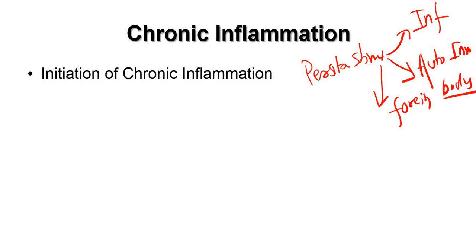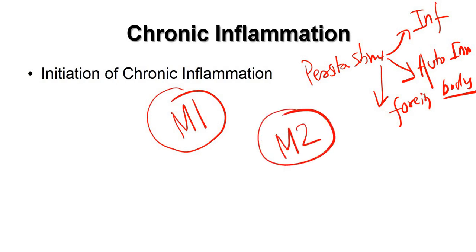Because of this persistent stimuli, there will be macrophage activation. There are two types of macrophage, students. One is M1, first type, and another is M2, the second type. Remember, students, whenever you talk about inflammation, especially chronic inflammation, it is the M1 macrophages which are responsible for inflammation. M1 macrophages are involved in inflammation.